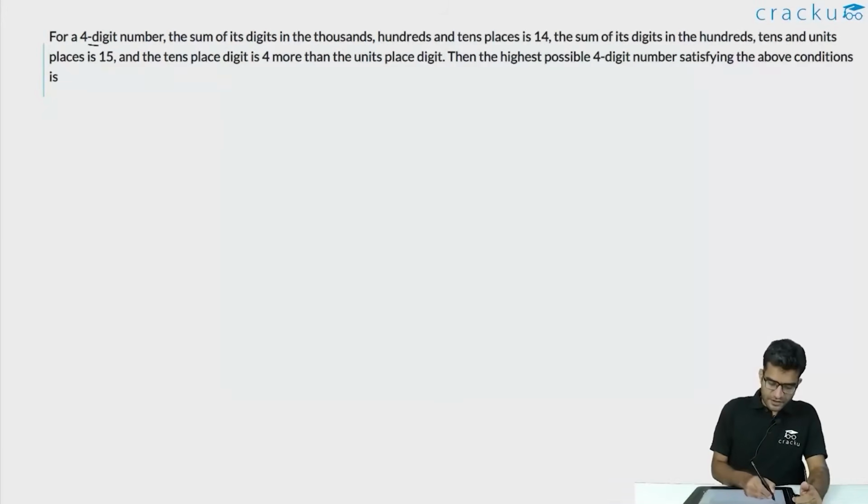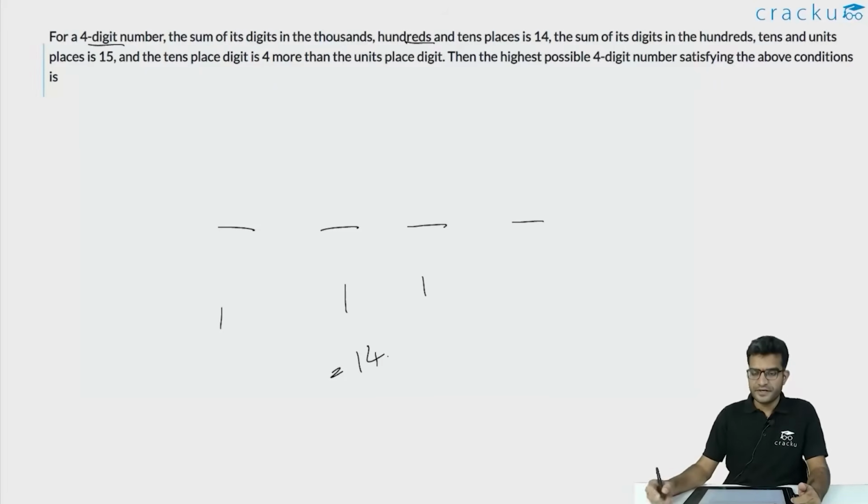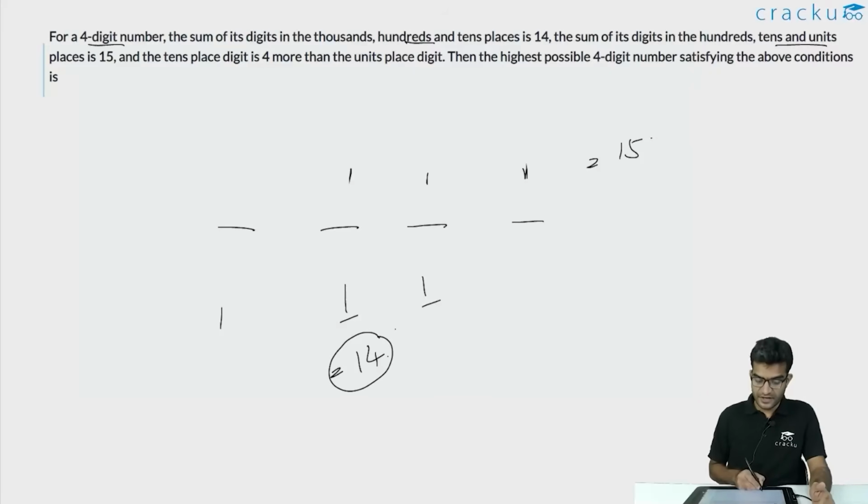In this question, we are told that there is a 4-digit number like this, and the sum of the digits in the thousands place, hundreds place, and tens place, these three numbers add up to 14. And we are also told that the sum of the hundreds place, tens place, and units place, these three sum up to 15. You should notice that the number in the hundreds and the tens place is common in both of these equations, and the first sum is 14 where you are having the thousands place number, and the second sum is 15 when you are adding the units place number.